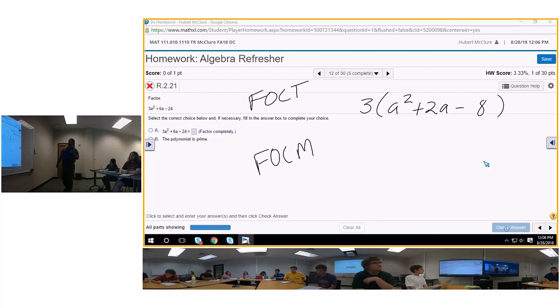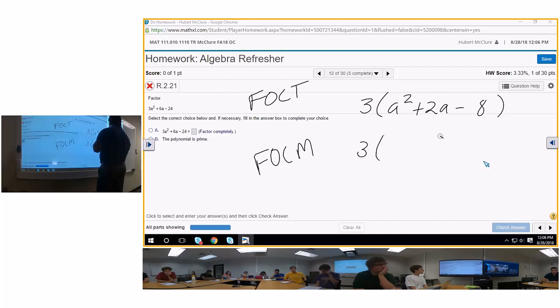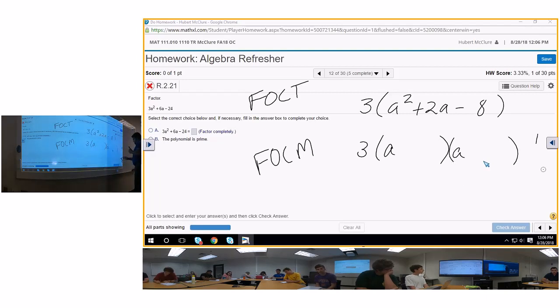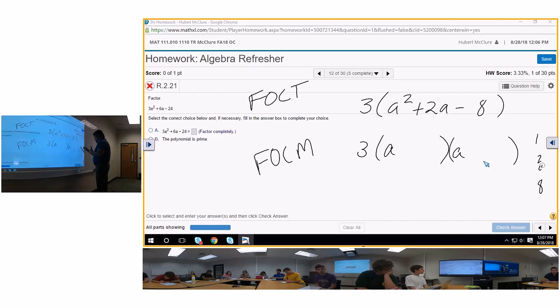So you have to go back to the reverse FOIL, which all of you hate with a passion. So break up two parentheses. First a and a, and then you go over here and say, okay, 1 times 8 and 2 times 4. 1 times 8 will give you a 7 or a 9. And 2 plus 4 will give you a 6 or a 2. What do we need? We need a 2 and a 4. So we put a 2 there and a 4 there.